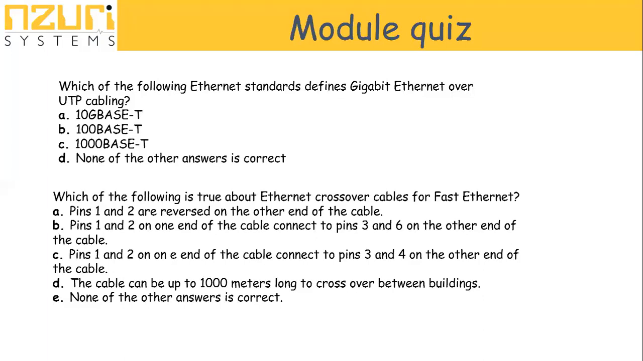So let's do these two quizzes you see on this. I think there's about two or three of them. Let's complete this one, and you do the rest for me on the Google Classroom page. So it says, which of the following Ethernet standards defines gigabit over UTP? Which of the standards defines gigabit?